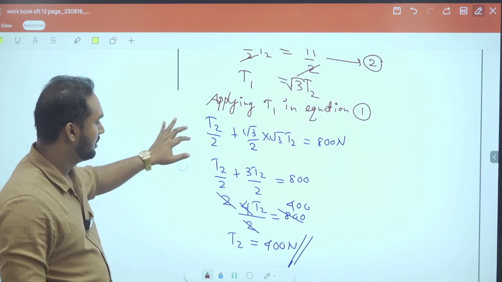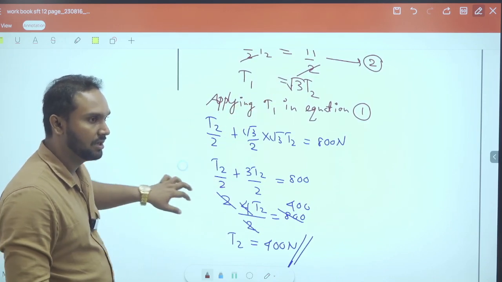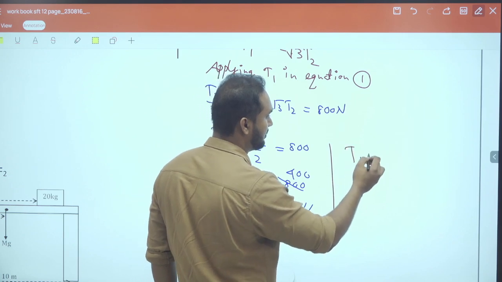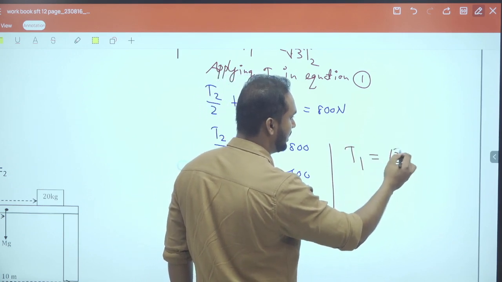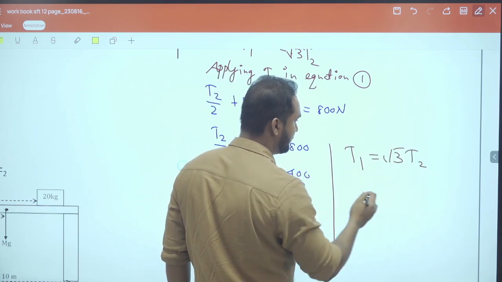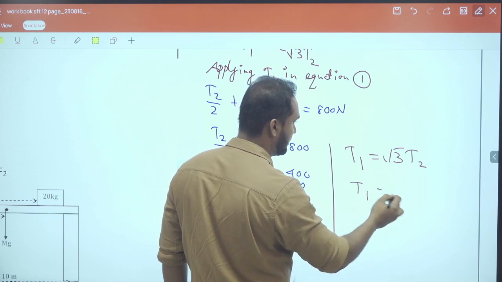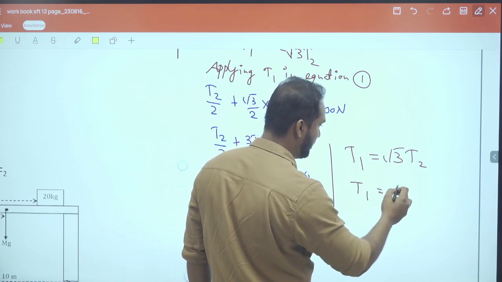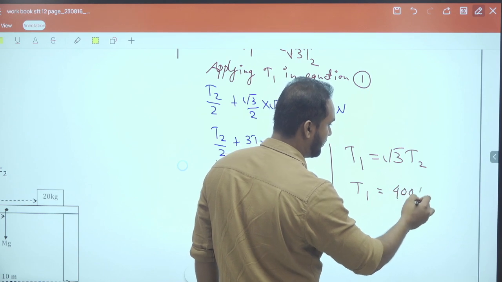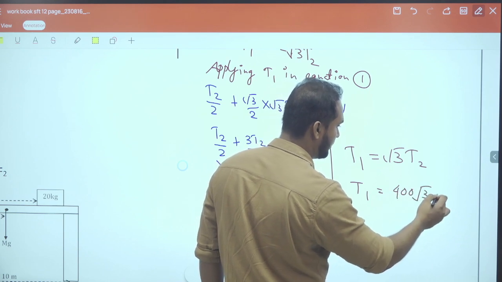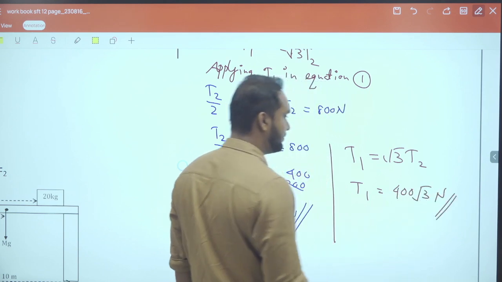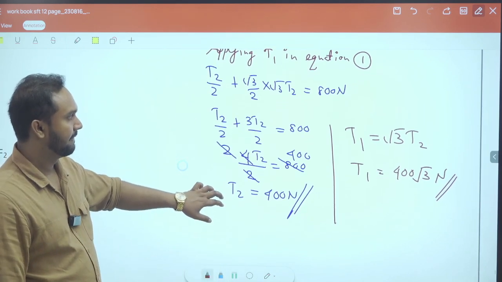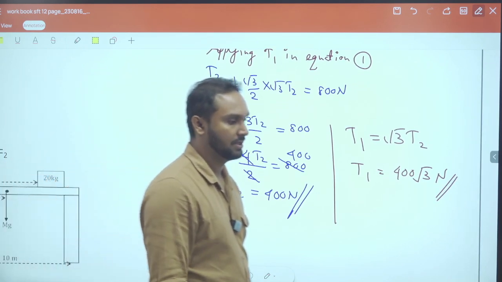Now how do you find T1? T1 equals root 3 into T2. So T1 equals 400 root 3 newtons. Got it? 400 root 3 newtons.